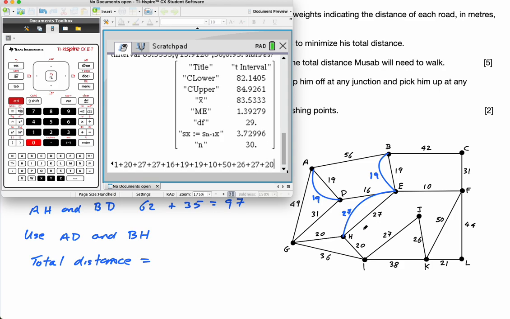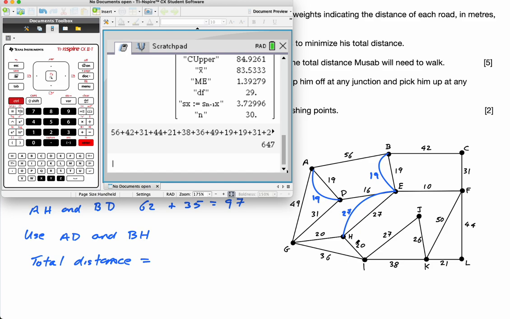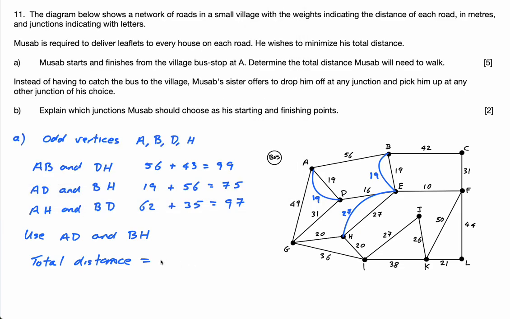Okay, I think I did that right, please, because if I didn't, I'll have to do this whole video again. Anyway, let's press return. 647. I need to check the mark scheme, but hopefully that's right. Always check the mark scheme, guys, remember. All right, so your total distance is 647.